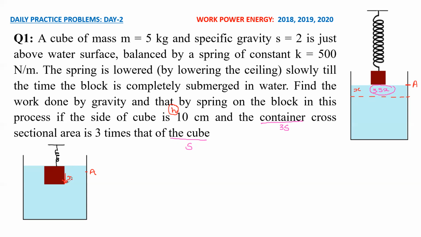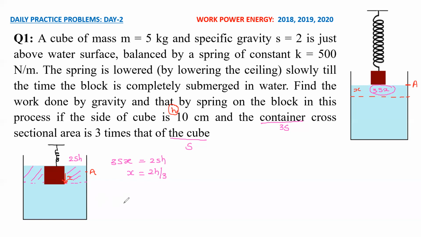Now, that has occupied this much volume over here, which is 2S into H. Why? Because the cube area is S and the total area of the container is 3S. So the remaining area of cross section, that is 2S, is occupied by the fluid. So the volume of 3Sx has finally occupied 2SH. So X comes out to be equal to 2H by 3.